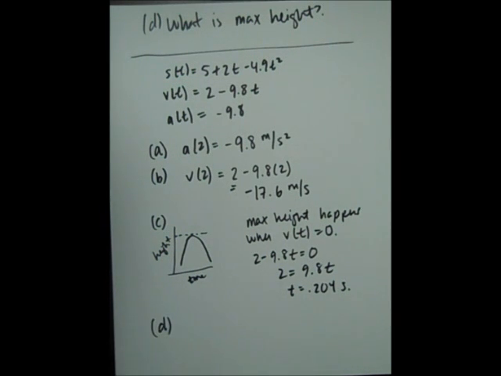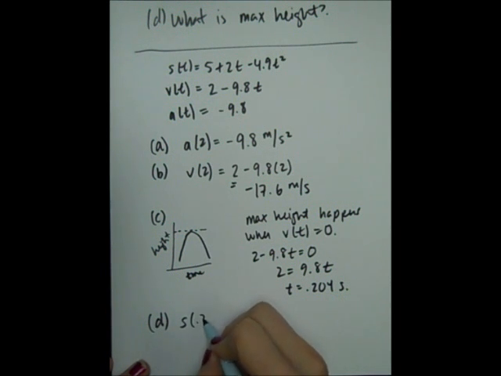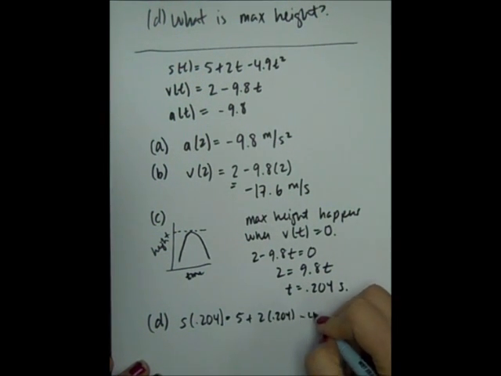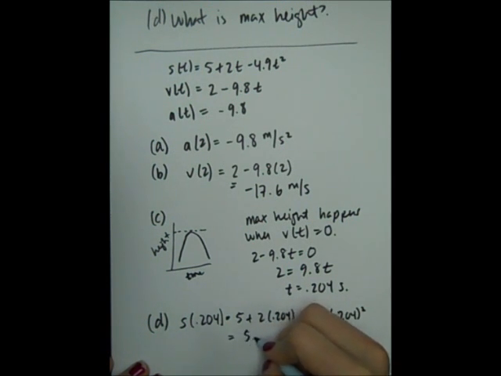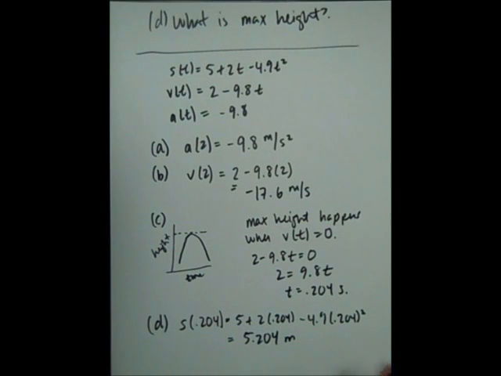Last question, what is the maximum height? Well, I know when it occurs. The question is, what's the height there? Well, that's given by position. So this is going to be S of 0.204. So I plug in 0.204, that's 5 plus 2 times 0.204 minus 4.9 times 0.204 squared. And I get 5.204, and that was measured in meters. So to find the highest height, I found where did that maximum height occur? And that was where velocity was equal to 0. Then to find the highest height, I plugged it into my position and got 5.204.